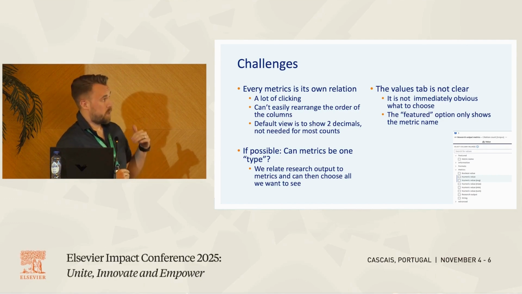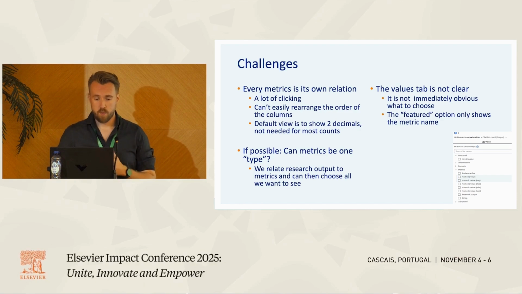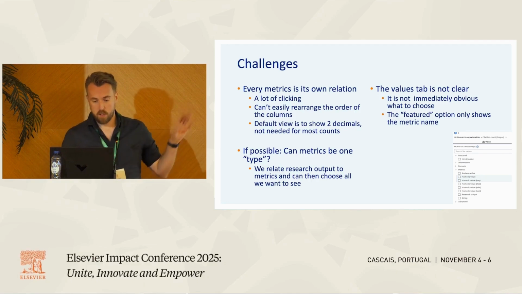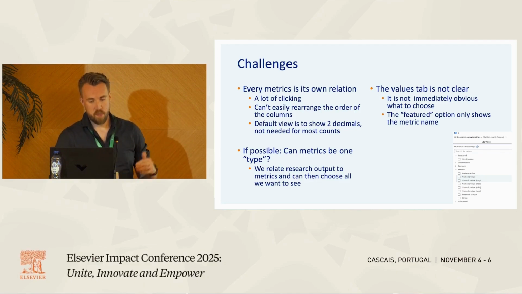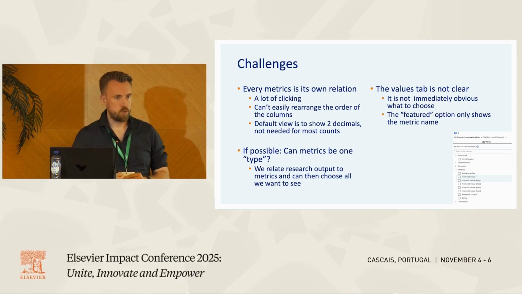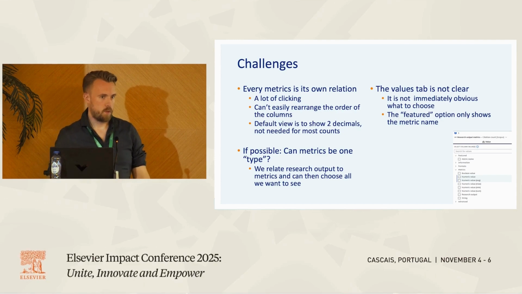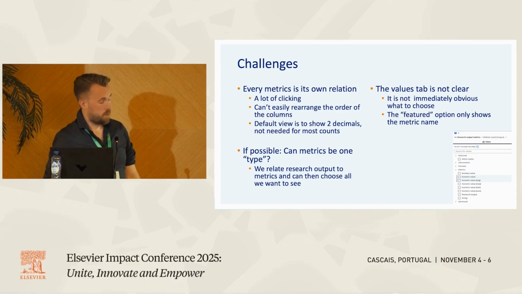And lastly, whenever you work with metrics within Pure, the values tab is not really clear. At least for me, it was not immediately obvious which selection I had to do. And I don't know if the picture is readable, but these are the choices that you have. And there is a featured option that only shows the metric name. So if you were to choose that, it would just say this publication has citations, for example, which doesn't give any information.